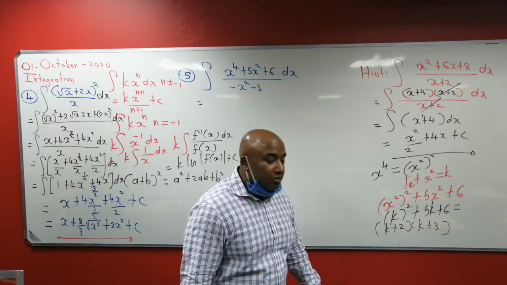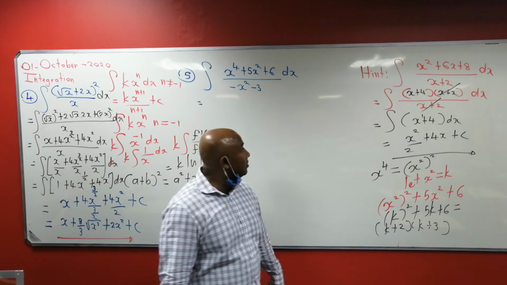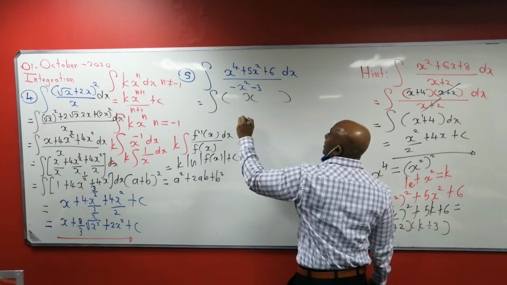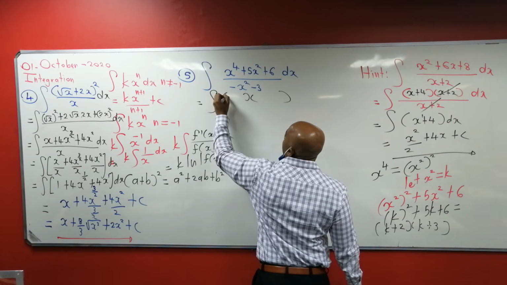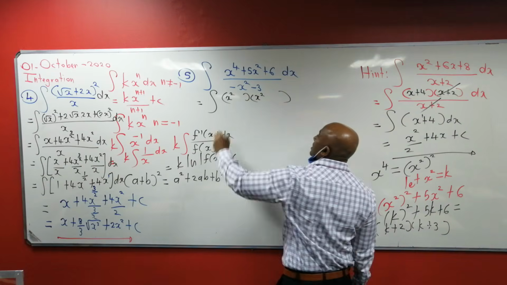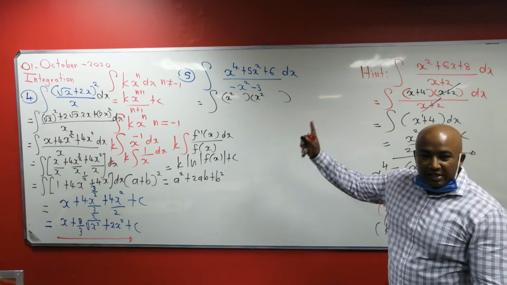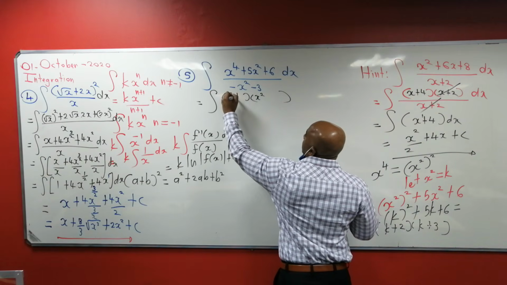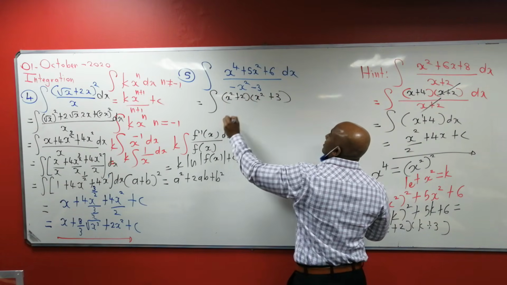Now you could have done it that way and then substitute back, or you don't have to do it that way. All you do is open up your brackets there, and x to the power of 4 is the same as x squared times x squared. Your k times k there. Right. And then your 6 is 2 times 3.